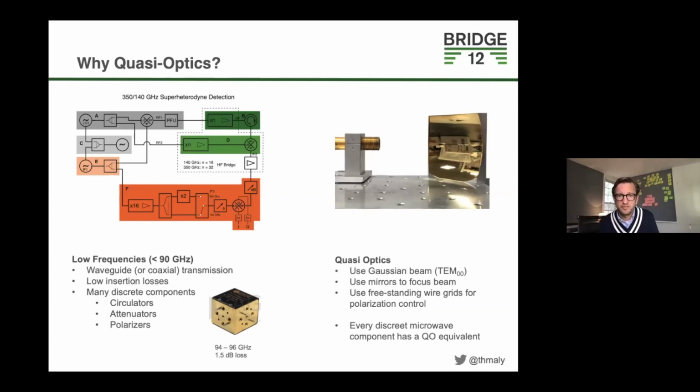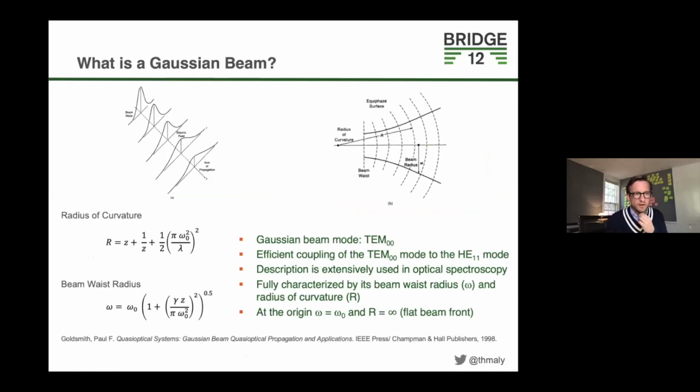Quasi-optics is a concept in microwave technology for high frequency radiation, or even at 95 gigahertz, if you want very low losses. You use a Gaussian beam, a combination of mirrors and grids, and basically for every discrete microwave component, like a circulator, there's a quasi-optical equivalent. The quasi-optics uses a Gaussian beam, which is completely described by the radius of curvature. At the exit here, it's flat. If you go further away, you have a phase front there, and the beam is expanding.